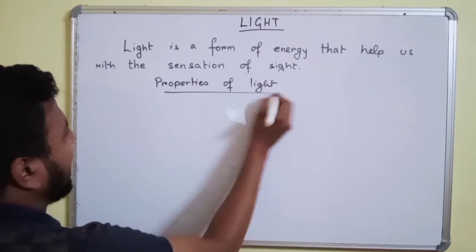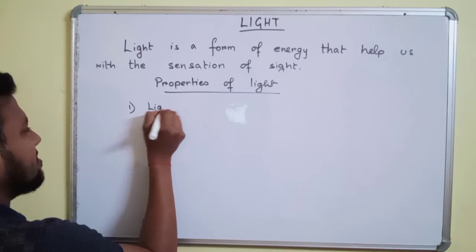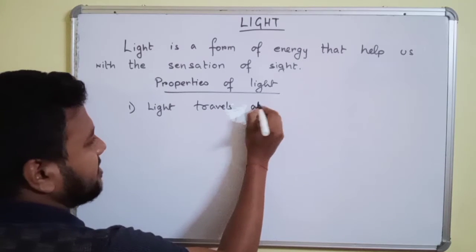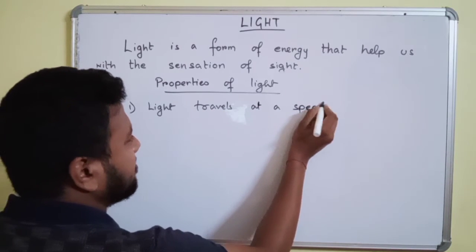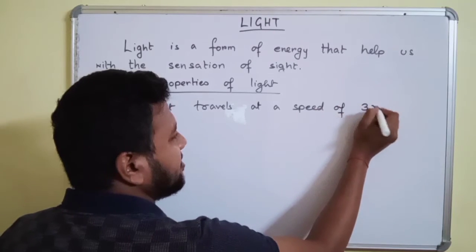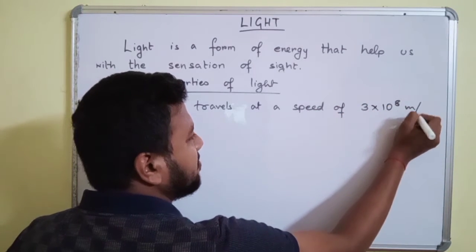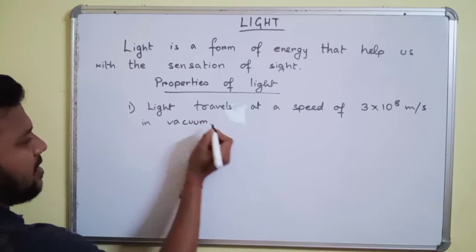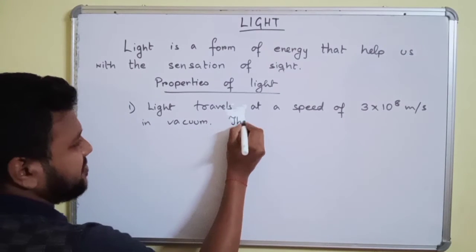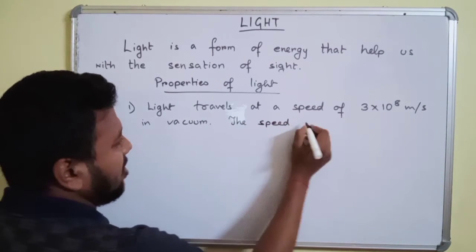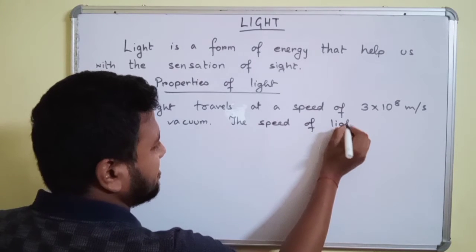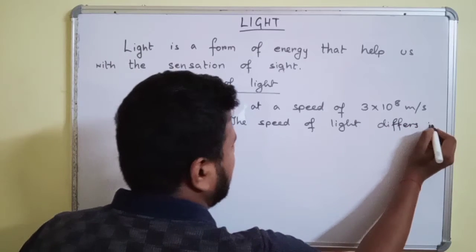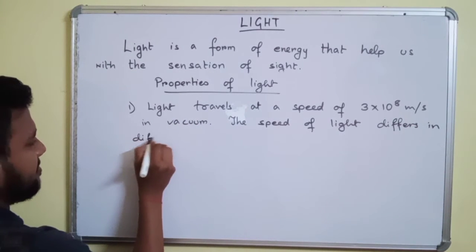So, in properties, first of all, we will learn that light travels at a speed of 3 times 10 to the power 8 meters per second in vacuum, and the speed of light differs in different media.